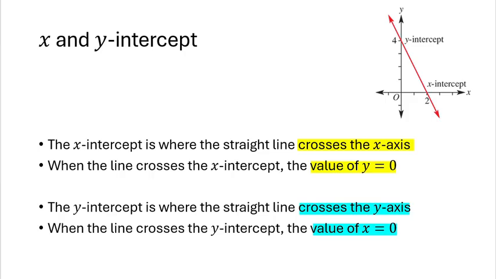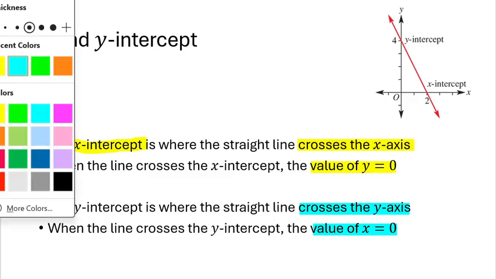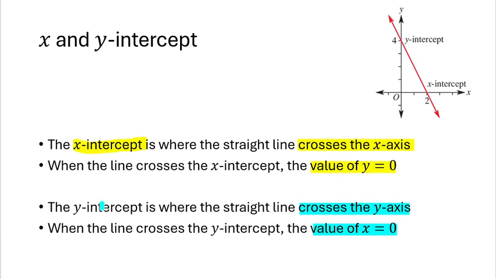Now, the x and the y intercept, very, very important. You need to know what they are, but it's pretty simple. The x intercept is where the straight line crosses the x axis. I'll just highlight that real quick. The y intercept is where the straight line crosses the y-axis.